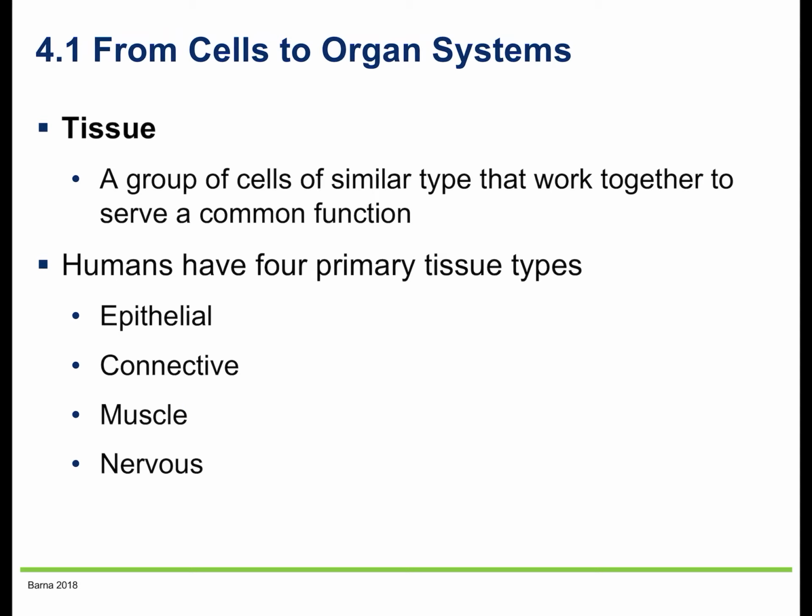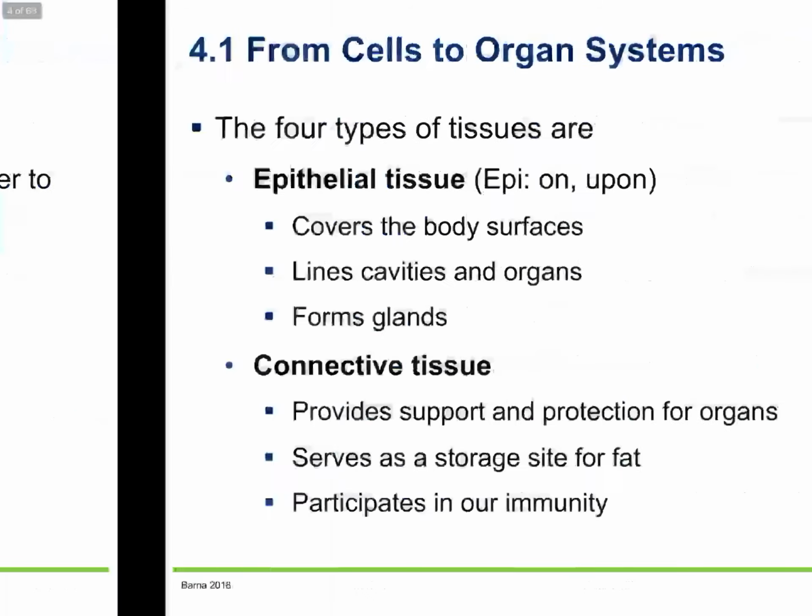Tissues will come together to make organs, which come together to make organ systems, as we talked about in Chapter 1. There's 4 major tissue types that exist in the body: epithelial, connective, muscle, and nervous. A stomach, for example, the organ, the stomach can have all 4 of these tissues in it.